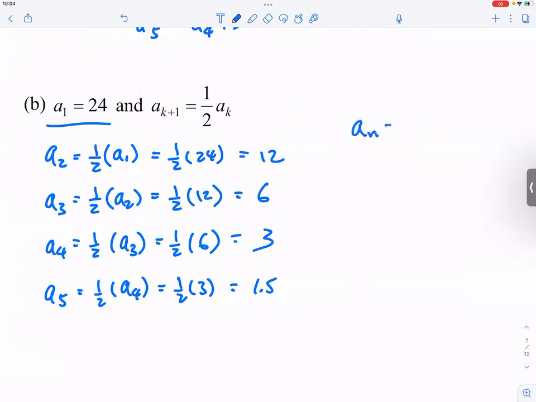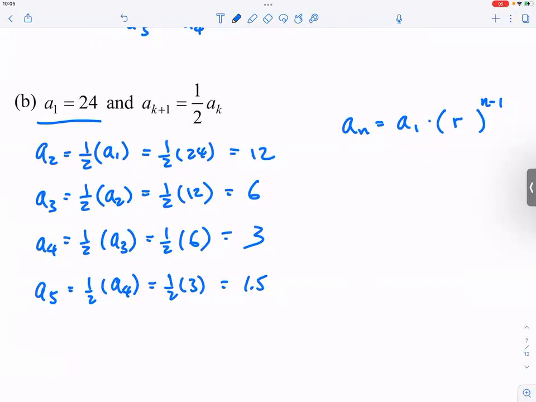So we would say A_n is simply equal to A1 times the ratio you are using, raised to the n minus 1 power. Not n power, but n minus 1, because you want to keep the A1 the same. If you raise to the n power, then you have to multiply something already for the first term. So A1 is 24, and the ratio that we are multiplying is 1/2, raised to the n minus 1 power.